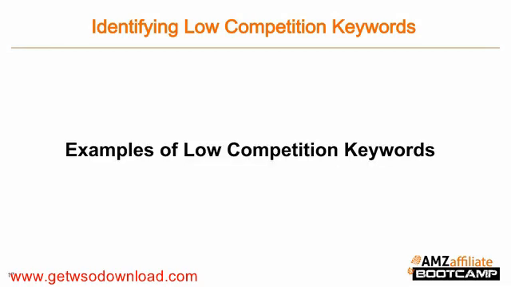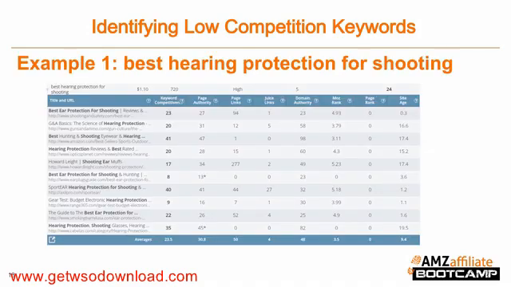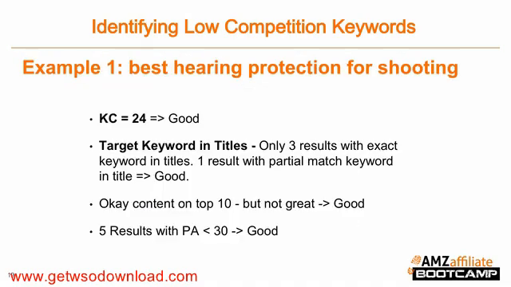Now let's go through some real live examples of low competition keywords so you can see this in real life. Example number 1 is best hearing protection for shooting. So the KC equals 24, which is good. Target keyword in titles, only 3 results with exact keyword in titles, 1 result with partial match keyword in the title. That's also a check there. Next up, we have okay content in the top 10, but not really that good. So that's also a pass for that criteria.